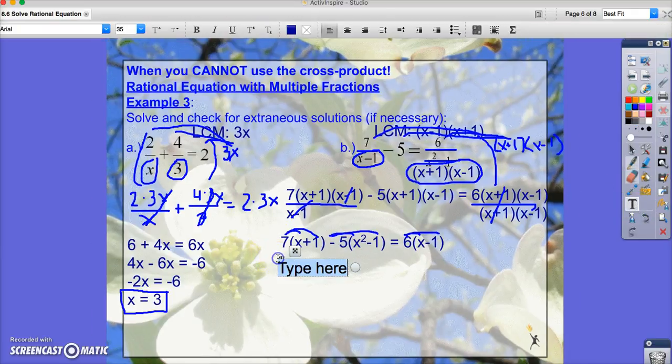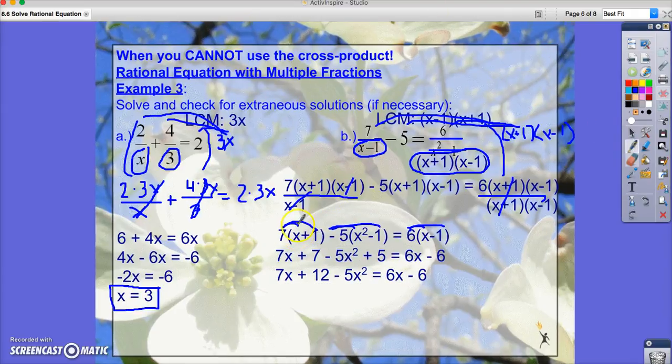Once again, you see multiplying by the LCM gets rid of our denominators. So you get 7x plus 7 minus 5x squared plus 5. Be careful, I'm distributing a negative to both. Equals 6x minus 6. Now combine like terms here: 7x plus 12 minus 5x squared equals 6x minus 6. How I did that was I combined the 7 and the 5 to get 12.